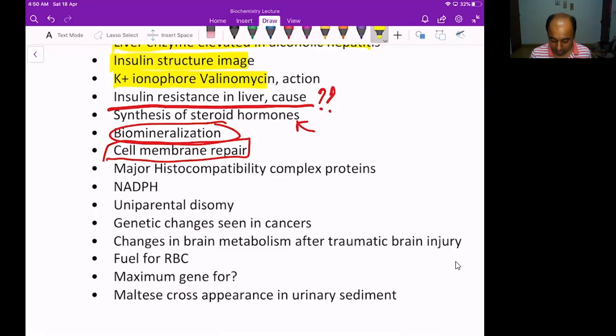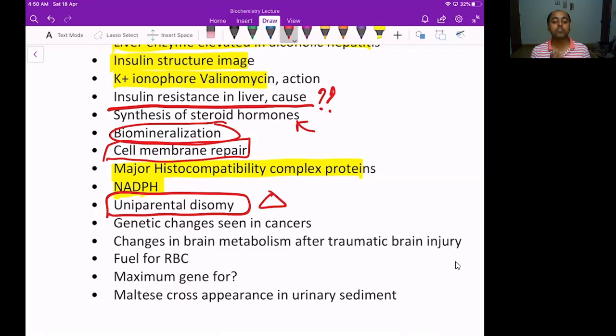2 questions were asked on the MHC complex, a little bit of overlap with your immunology from the microbiology section as well as the pathology section. So you should know the properties of the MHC, which MHC will combine with which type of cells, that part you should know. Similarly, the action of NADPH has been asked 2 times, you should know. Overlap with genetics: what is the mechanism of uniparental disomy, in which disorders do you see uniparental disomy? This was asked.